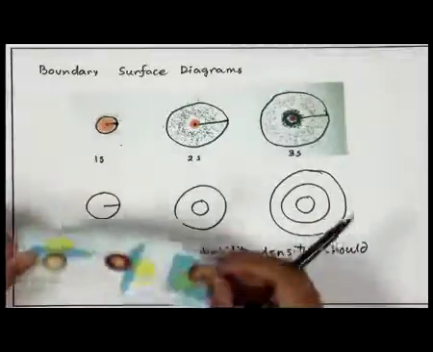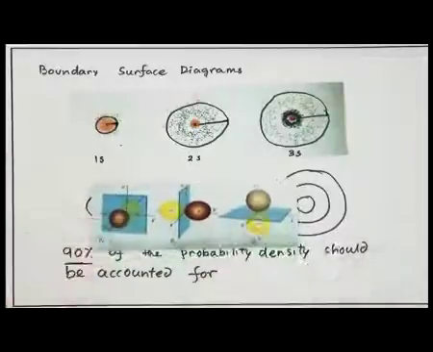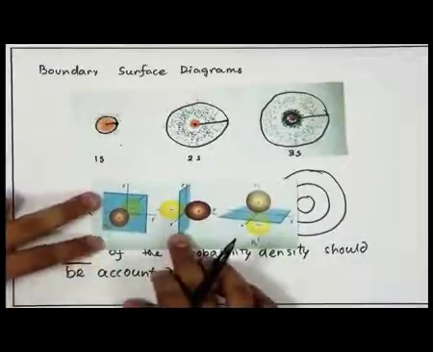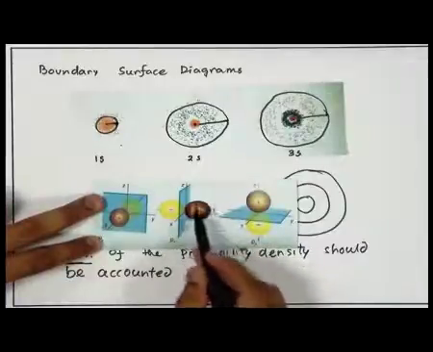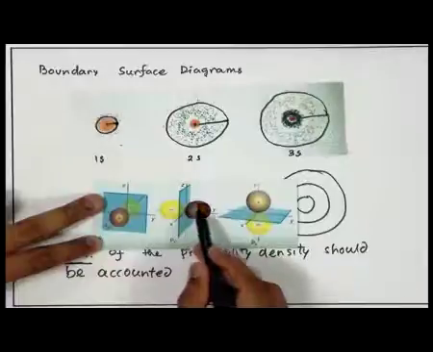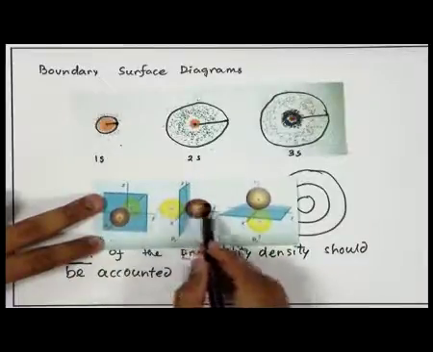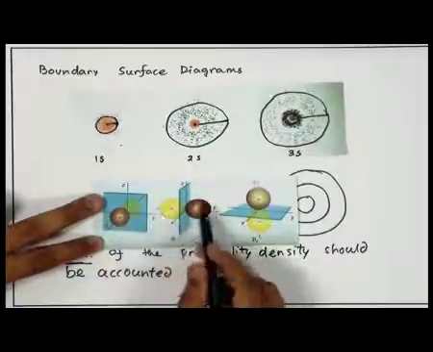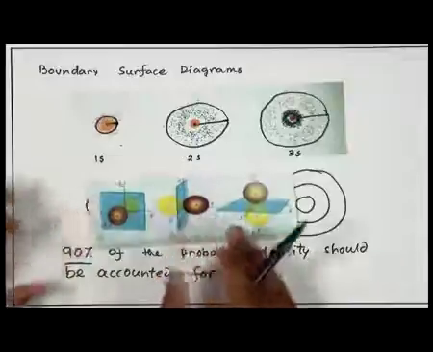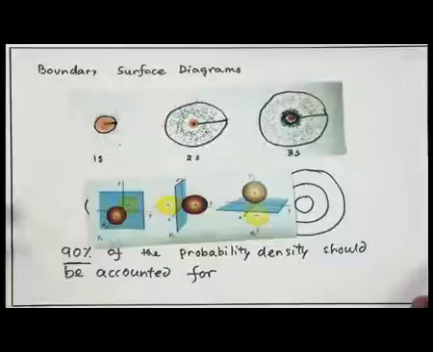The boundary surface diagrams help us obtain the pictures that we showed. For example, the px, py, pz orbitals that I showed you earlier, you see these lobes. The size of the lobe will be determined by the fact that within this region 90% of the probability density should be accounted for. This boundary surface diagram is a very useful tool to discuss the orbital shape.